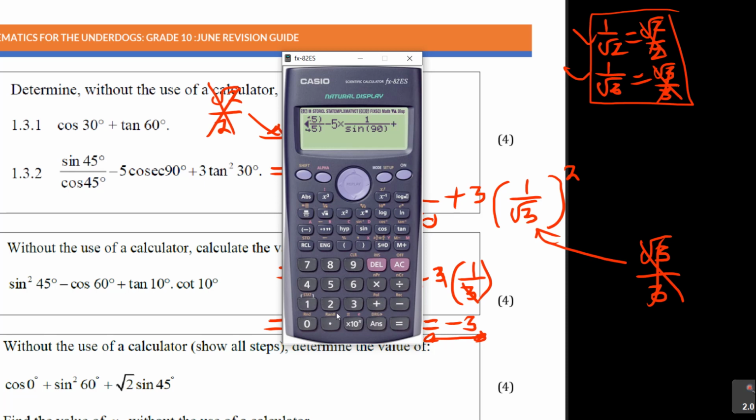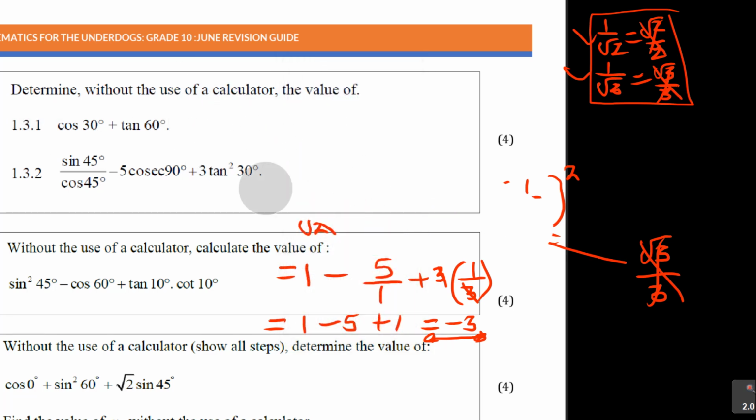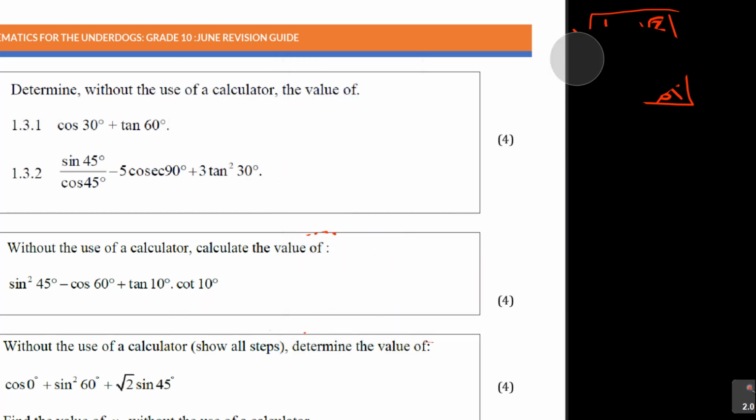Plus, now 3 times tan squared. You also put a bracket. You say tan 30. You close that bracket of the calculator, you close the one you opened, you put squared, equal to minus 3. Go again over this video, check what I did. It will make sense to you.